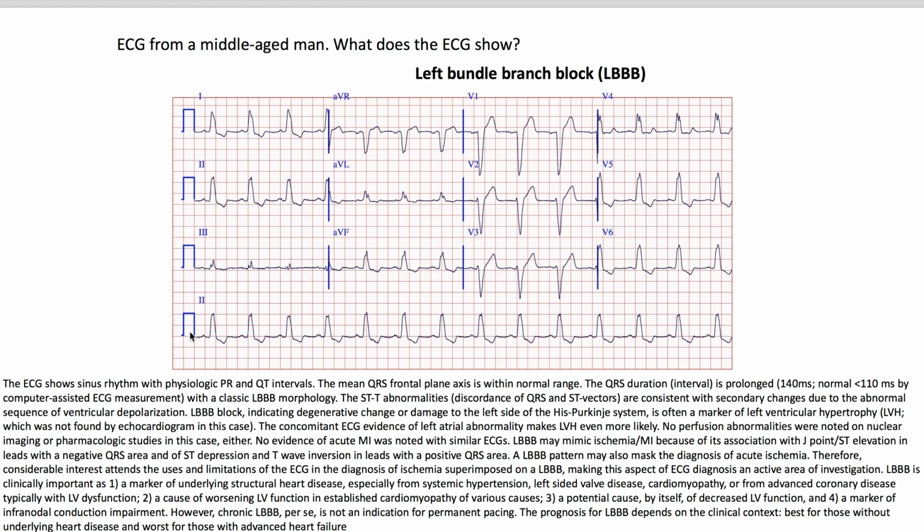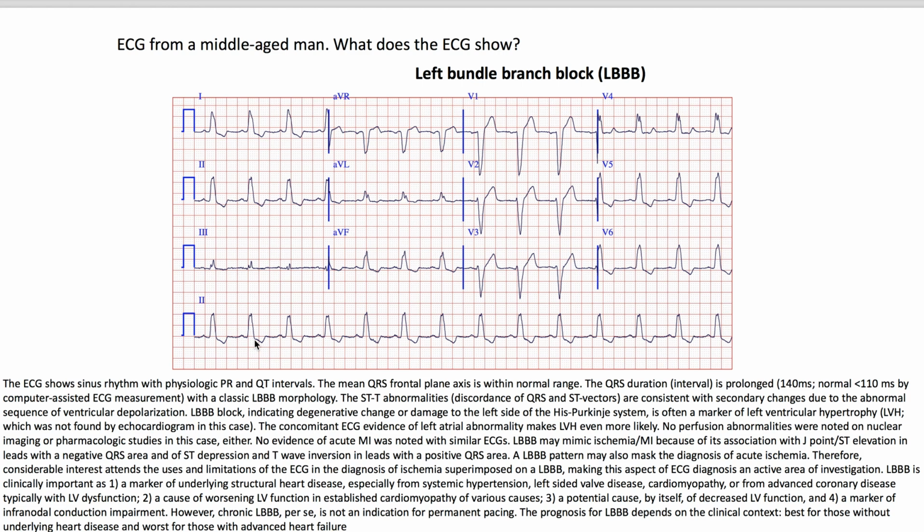The ECG shows a sinus rhythm with a physiologic PR and QT interval. The mean QRS frontal plane axis is within normal range, and the QRS duration is prolonged at 140 milliseconds, normally less than 110 milliseconds.